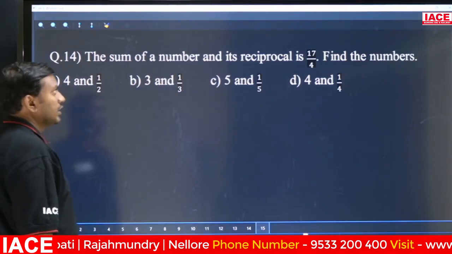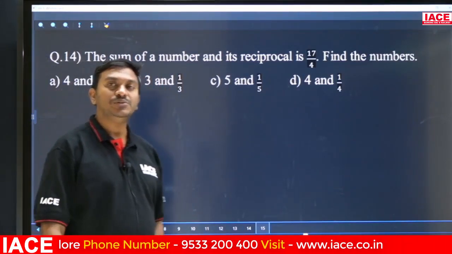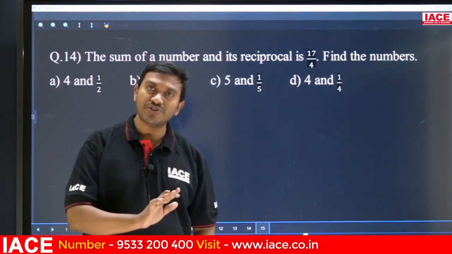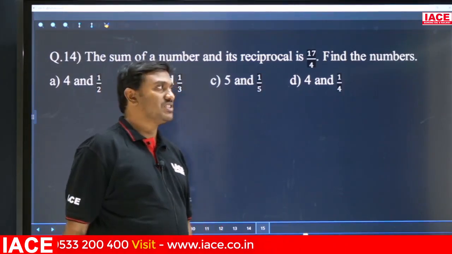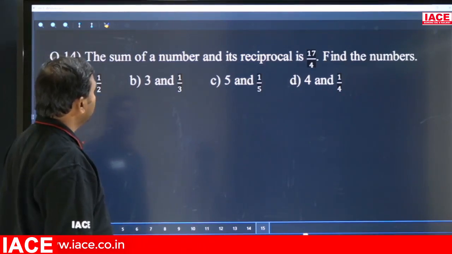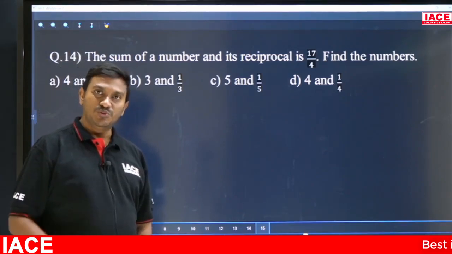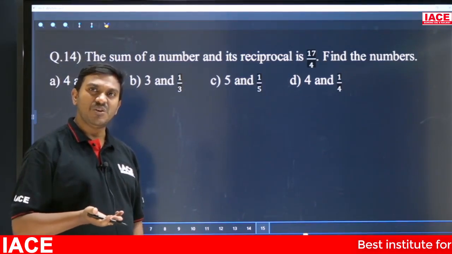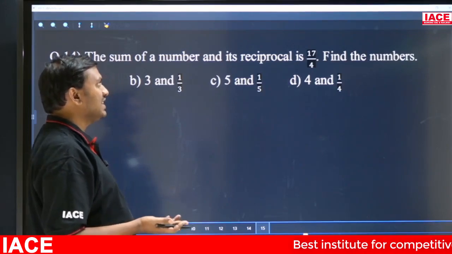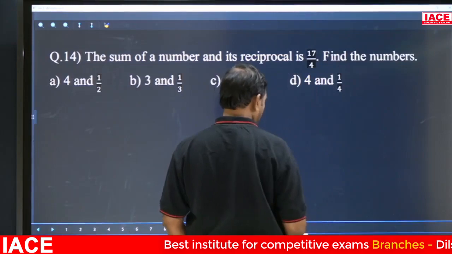Then question number 14. Again, this is a question related to the number system, not a pure maths question. Just see: the sum of a number and its reciprocal is 17 by 4. Find the numbers. So there is one number and its reciprocal. Both sum to how much? 17 by 4. Then what is the answer? One very simple thing here: what is the denominator, actually?